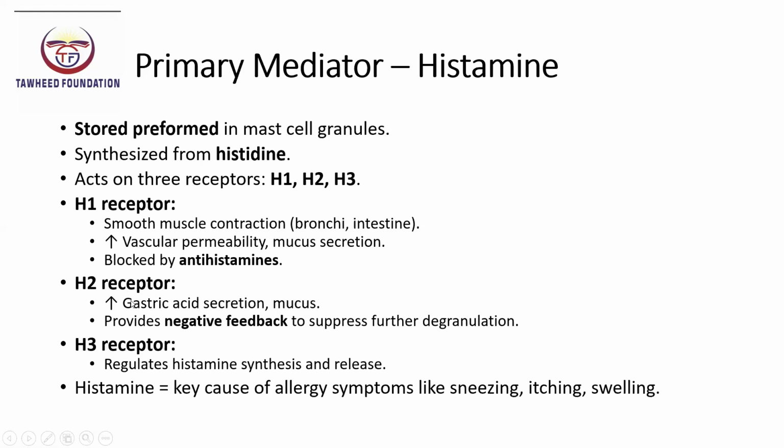H2 receptors primarily increase gastric acid secretion and mucus production, and also provide negative feedback to inhibit further degranulation. H3 receptors help regulate the synthesis and release of histamine. Antihistamines work by blocking H1 receptors to relieve allergic symptoms. So explaining histamine receptor types helps students link molecular mechanism to clinical manifestations.